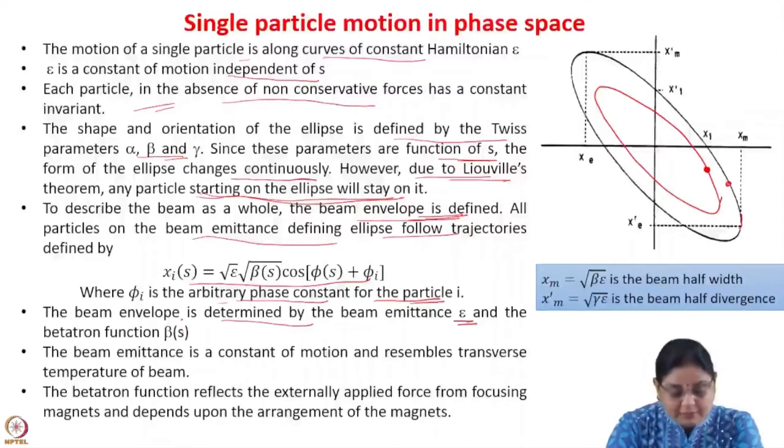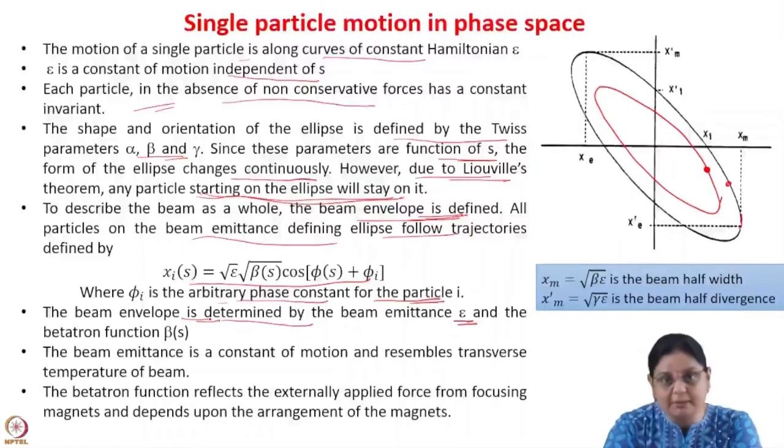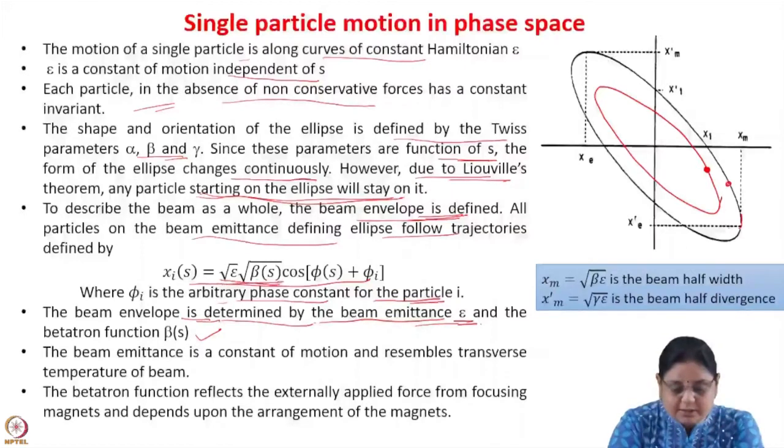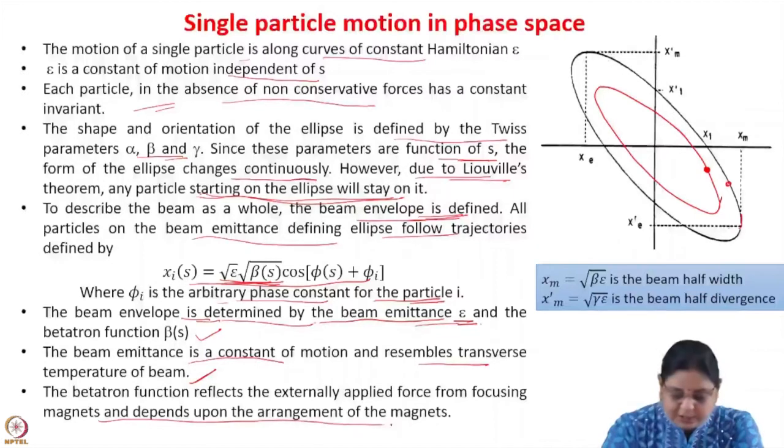So the beam envelope or the beam size, the maximum beam size, is determined by the beam emittance epsilon and the betatron function beta of s. So square root of epsilon times square root of beta tells us about the beam envelope. The beam emittance is a constant of motion and it resembles the transverse temperature of the beam. The betatron function reflects the externally applied force from focusing magnets and depends upon the arrangement of the magnets.